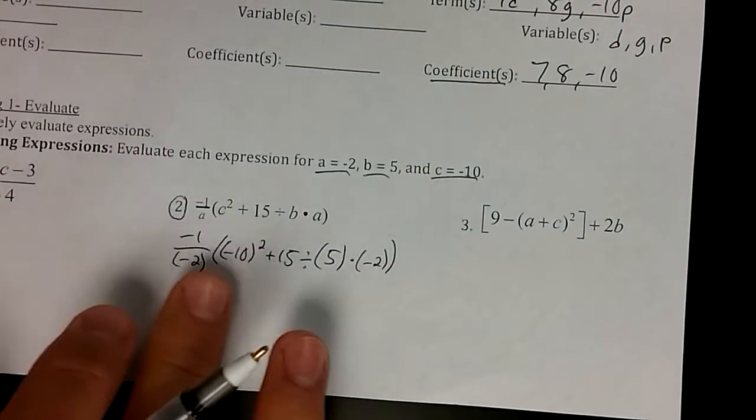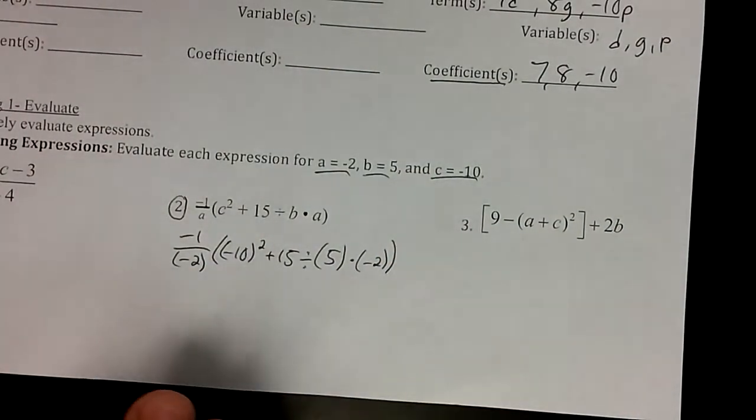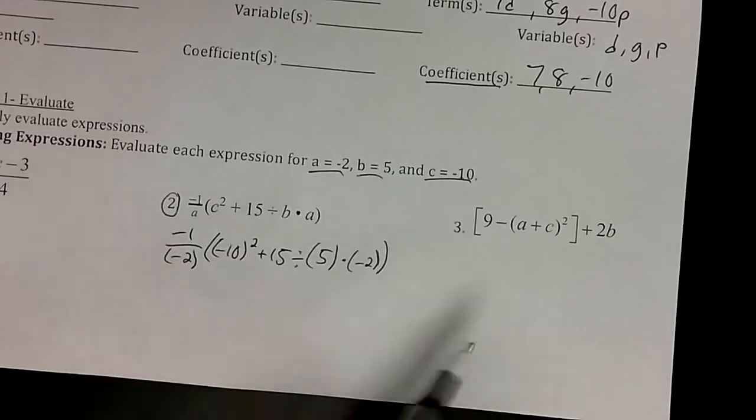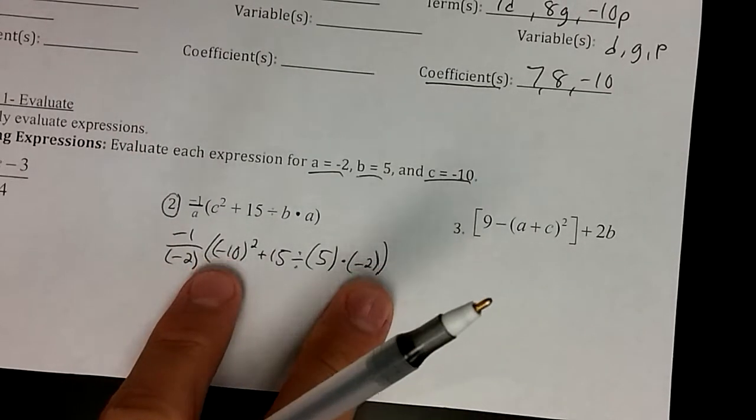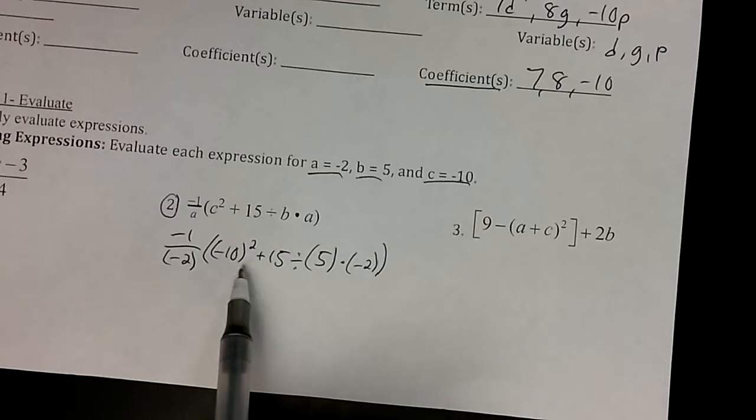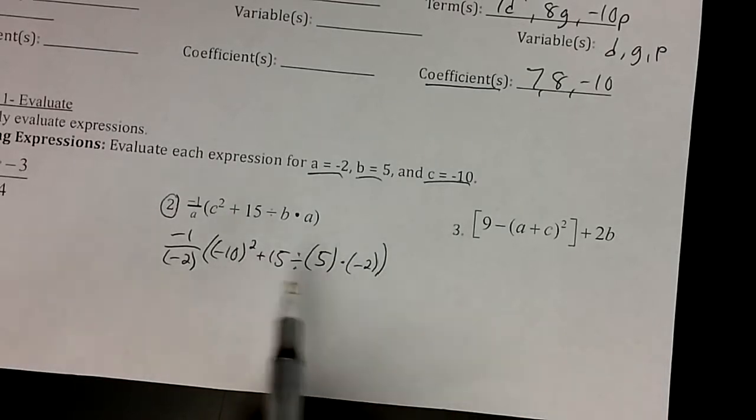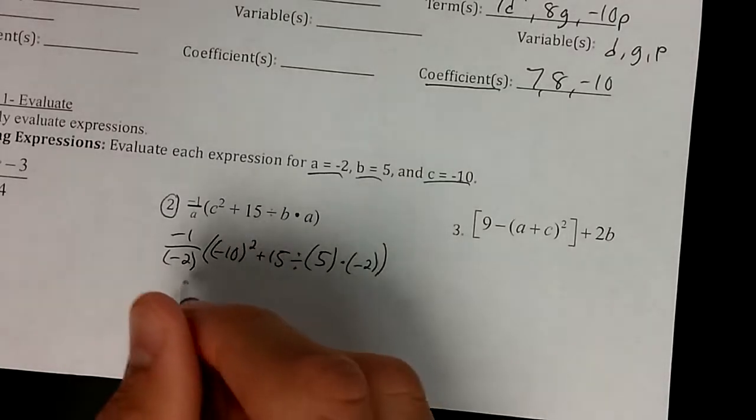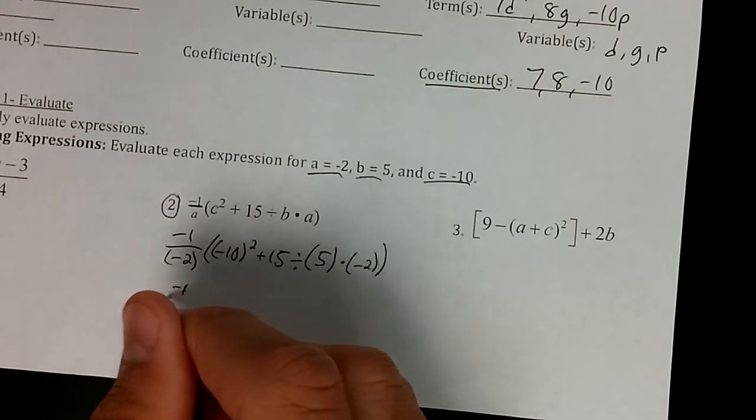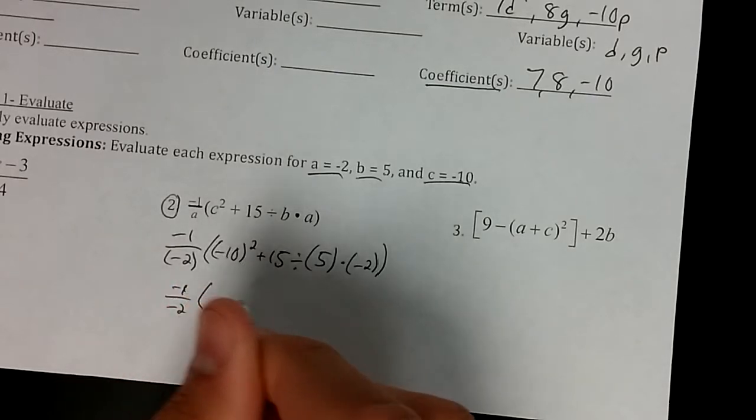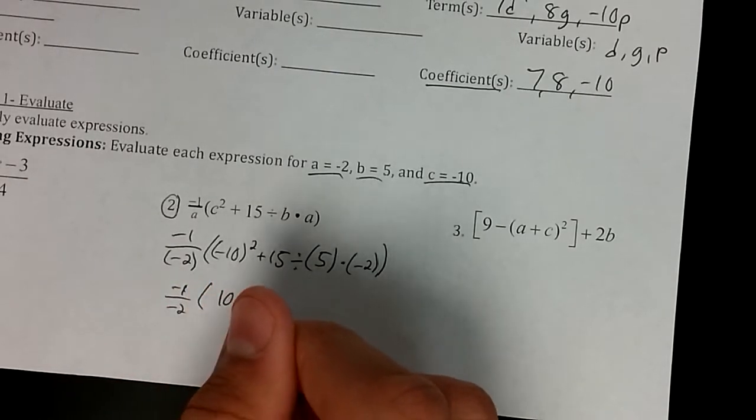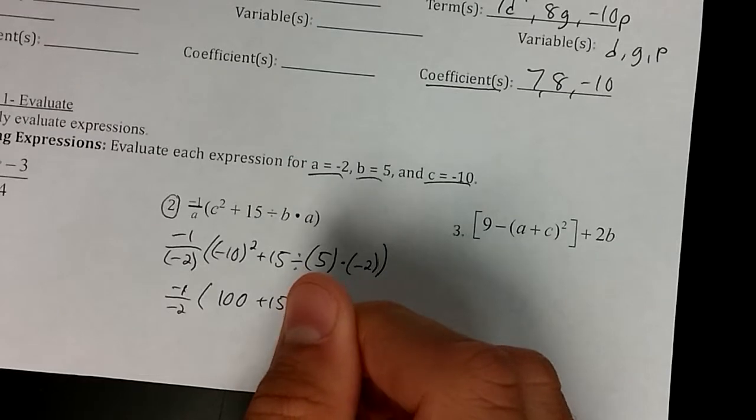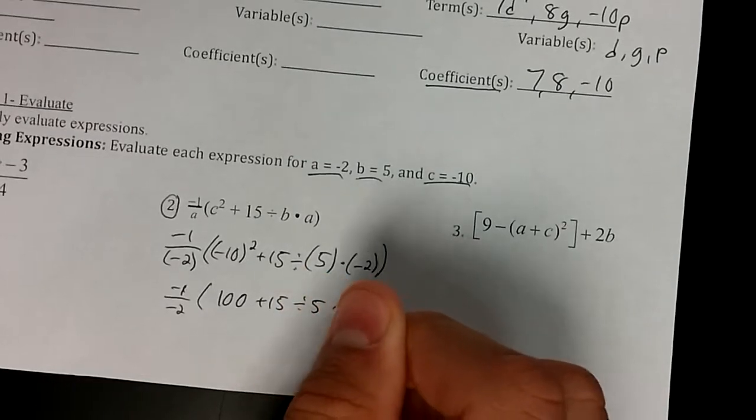All right, so part of it is plugging in. The other part is being able to evaluate from here. So for following order of operations, you're going to focus on this set of parentheses first. Inside here, we have an exponent, we have an addition, division, and multiplication. And out of those things, we have exponent first. So the first thing we're going to do is negative 10 quantity squared, which is going to be 100, plus 15 divided by 5 times negative 2.